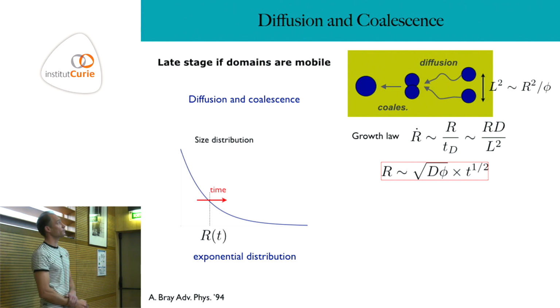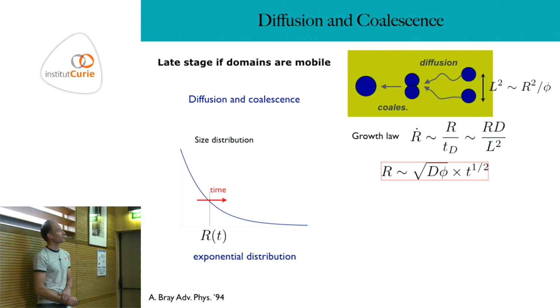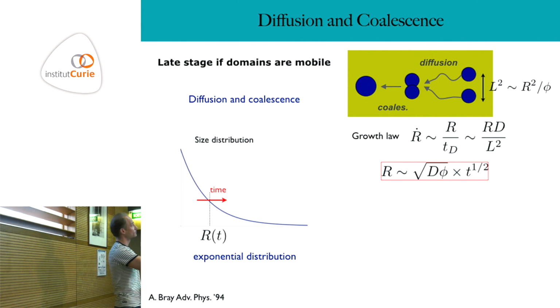Another possibility, which we just saw in the movie, is that two domains are going to diffuse, find each other, and coalesce to make a bigger domain. So in this case, the dynamics is a bit different. Basically, you say that the radius increases according to some diffusion process, which depends on the diffusion coefficient. If you work this out, you find that the growth is also a power law, but a different power, which is 1/2.